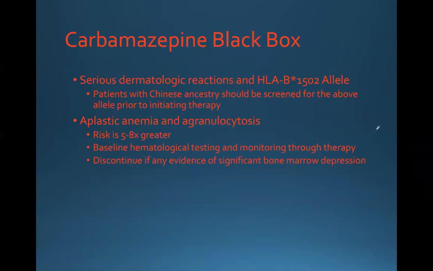Now, there is a black box with carbamazepine. And one of the big things, and several of the anticonvulsants have this. So the black box is basically warns of serious dermatological reactions. And that has been associated with a specific allele, specific genetic issue, okay? And this is HLA-B1502.